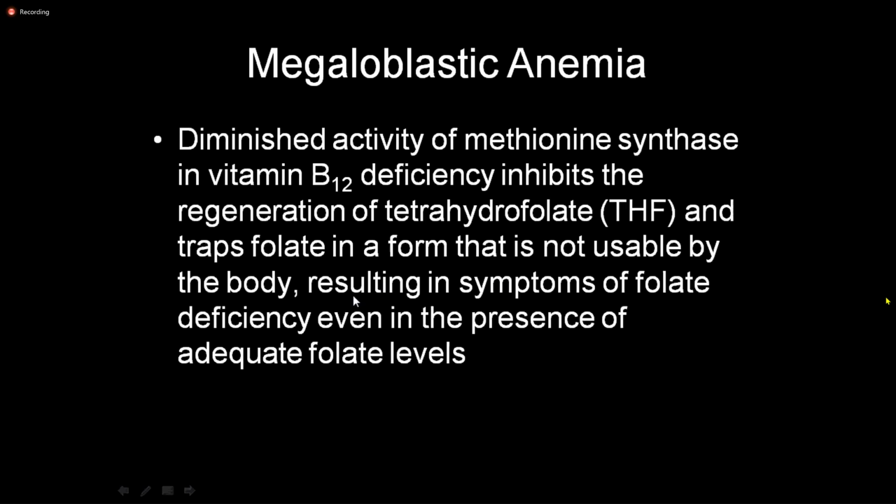And what is the relation between megaloblastic anemia and pernicious anemia? Diminished activity of methionine synthase in vitamin B12 deficiency inhibits the regeneration of tetrahydrofolate, and that is known as a folate trap. Due to the folate trap, there will be less synthesis of DNA, so the replication of the cell division will be arrested, leading to the megaloblastic anemia. Right? Okay.